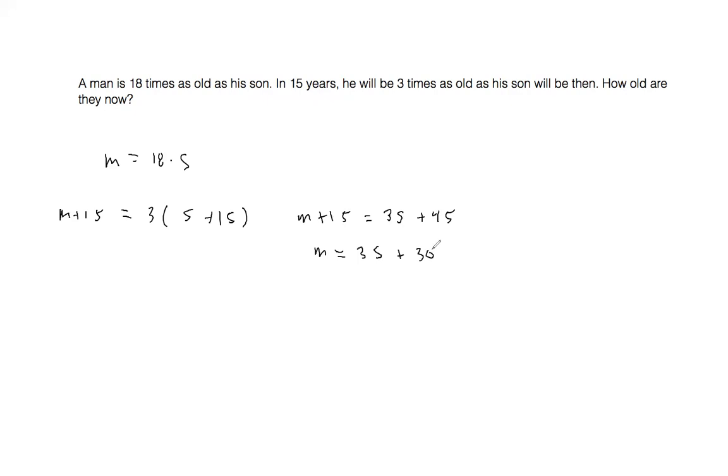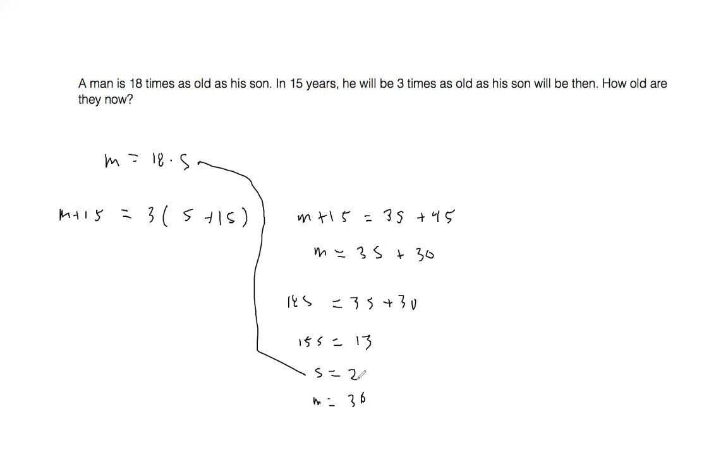Now what we're going to do is substitute in for our M. So I have 18S equals 3S plus 30. Subtract my 3S on both sides. Now we'll get 15S equals 30. And solving gives me S equals 2. Now what we're going to do is just plug that back into our first equation and simplify. That will give me M equals 36.